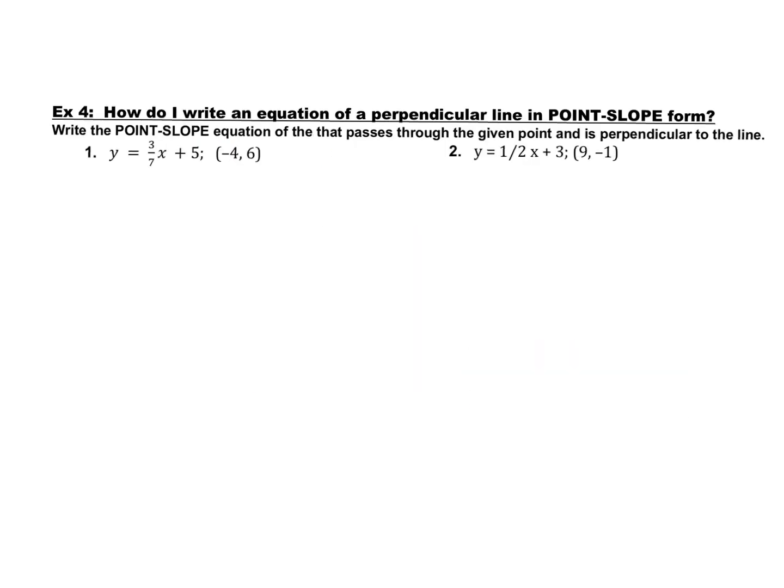All right, example number 4. How do I write an equation perpendicular to the line in point-slope form? Remember that the point-slope form is y minus y1 is equal to the slope times x minus x1. All right, we've got a point, x and y. And then remember, we want to find the slope of this line, which has to be perpendicular. So our perpendicular slope is going to be equal to positive, because the opposite is negative, and then the flip or the reciprocal is negative 7 over 3.